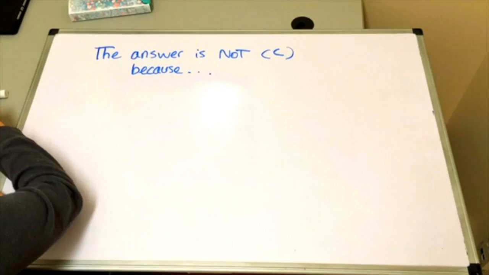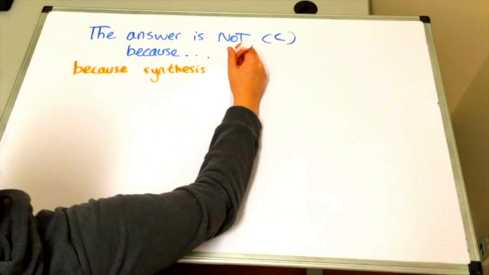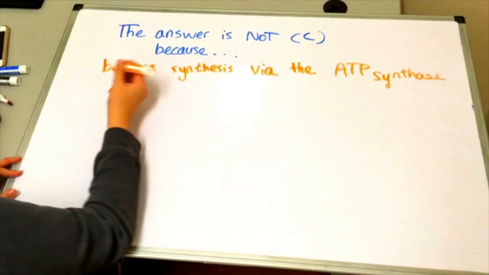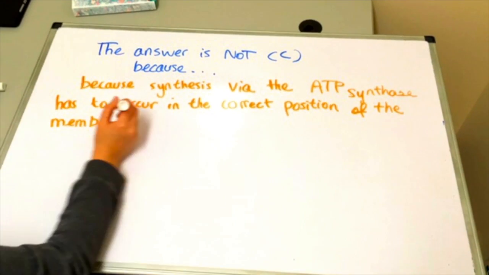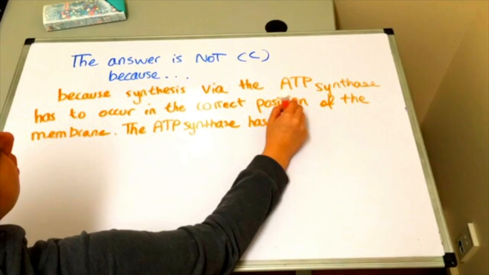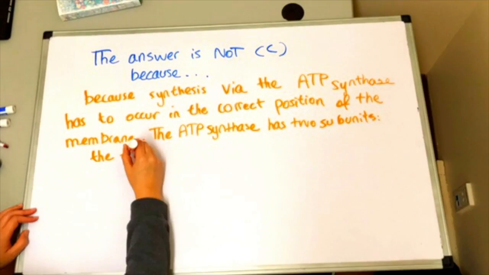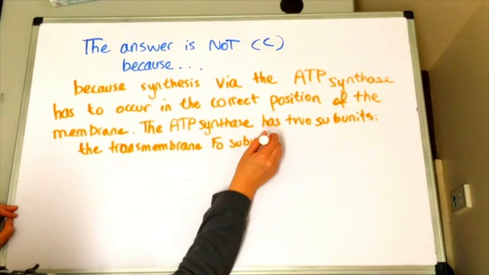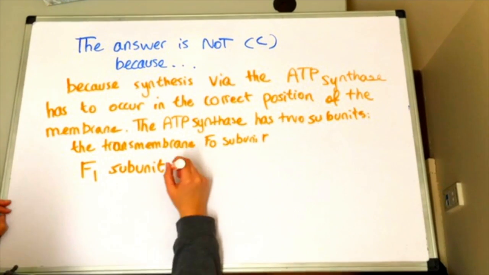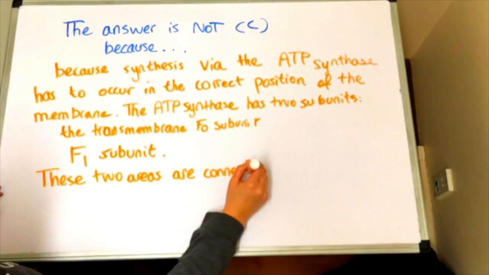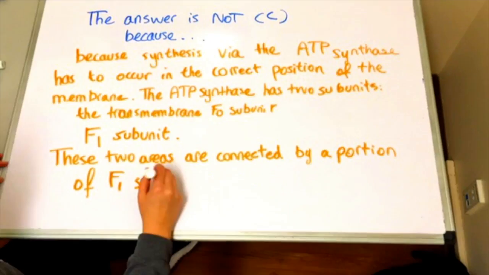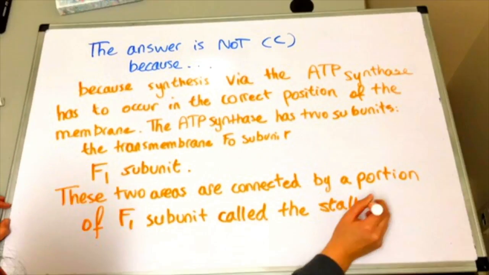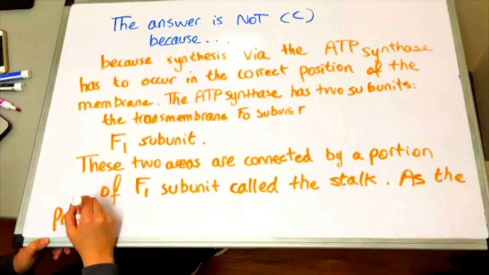The answer is not C, because synthesis via the ATP synthase has to occur in the correct position of the membrane. The ATP synthase has 2 subunits, the transmembrane F0 subunit and the F1 subunit. These 2 areas are connected by a portion of the F1 subunit called the stalk. As protons flow through this area, the stalk rotates, converting energy.